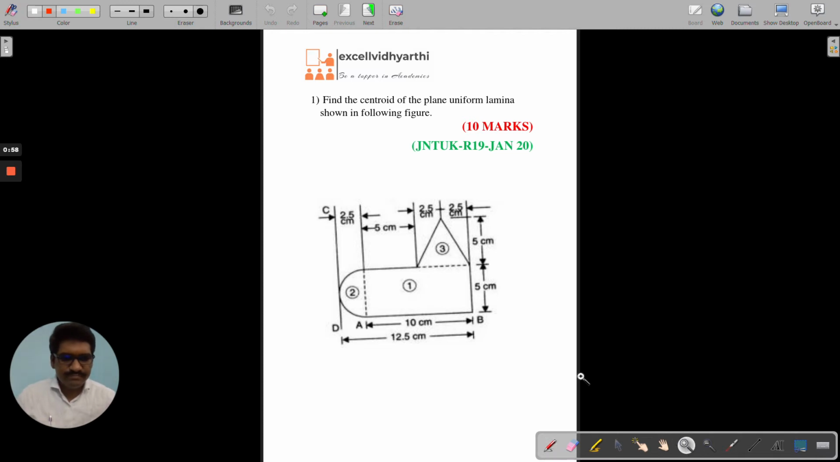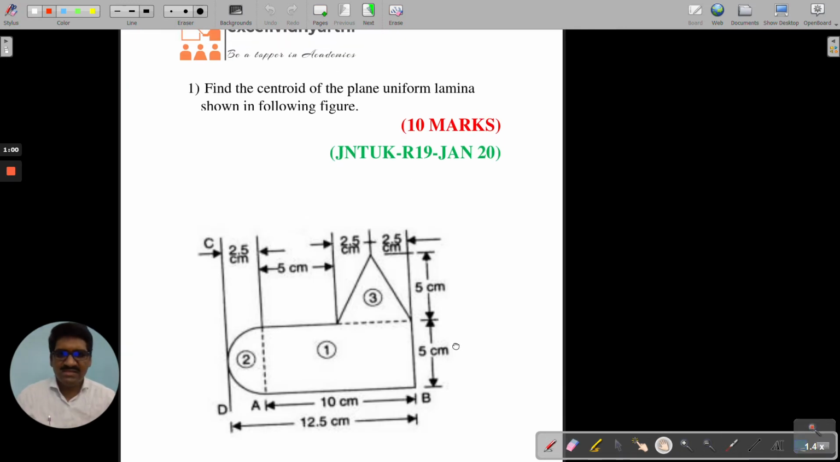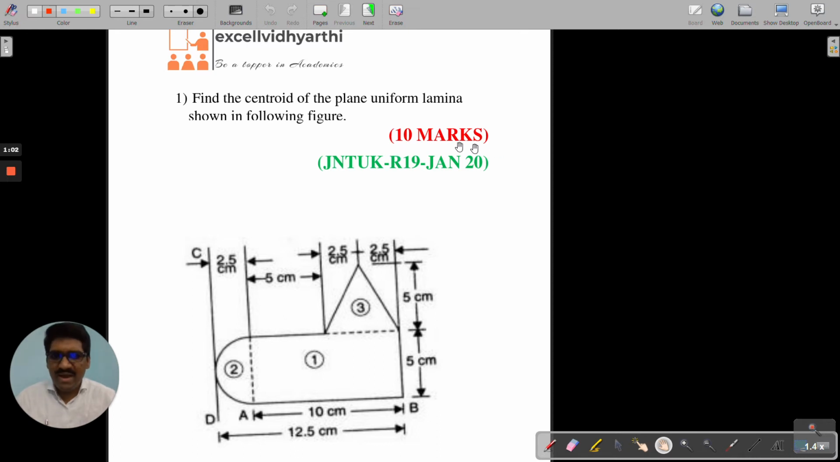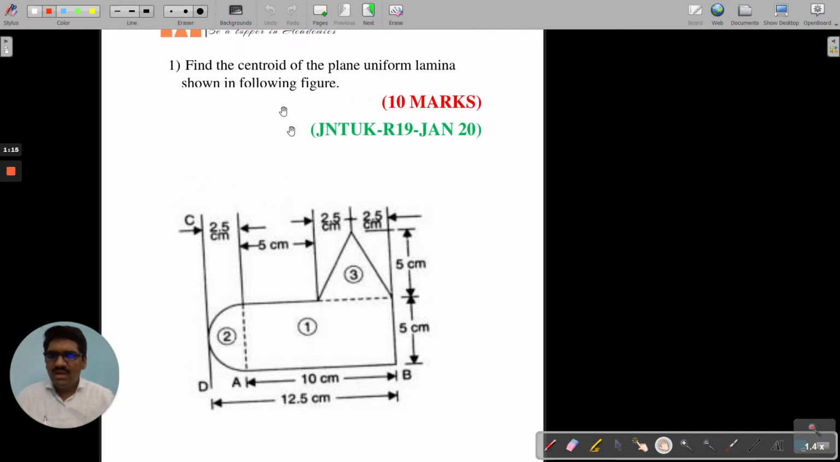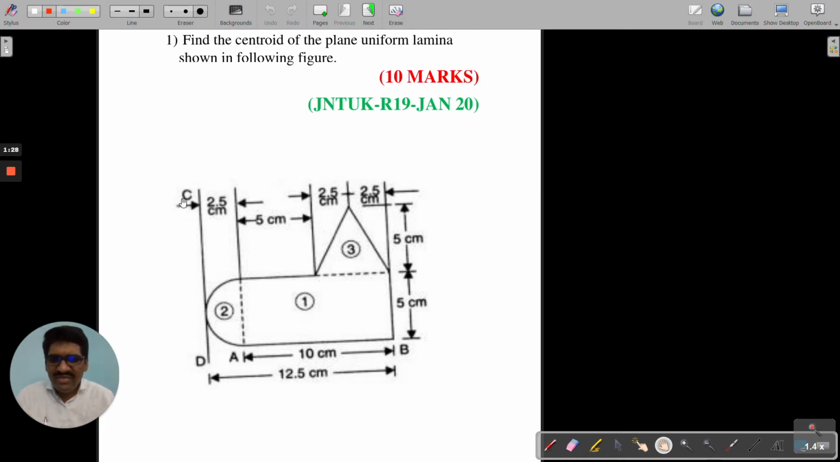I hope you can see the figure clearly. This question is given for 10 marks, in the year 2020, R19 regulation, JNTU Kalikiri. This is a composite area. The question asks: find the centroid of the plane uniform lamina, plane meaning a two-dimensional body, shown in the figure. For this composite area, we have to locate the position of the centroid.